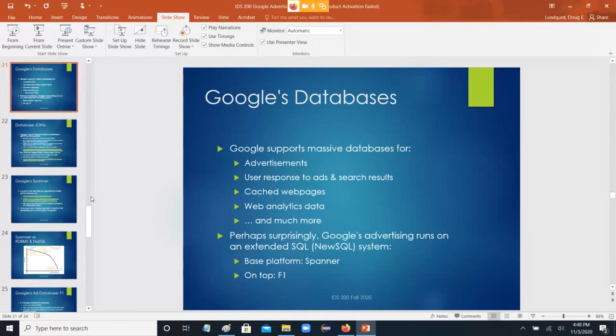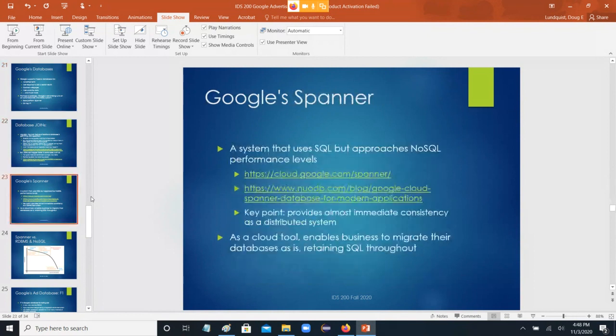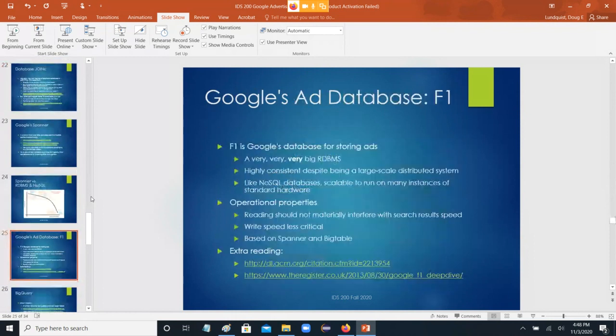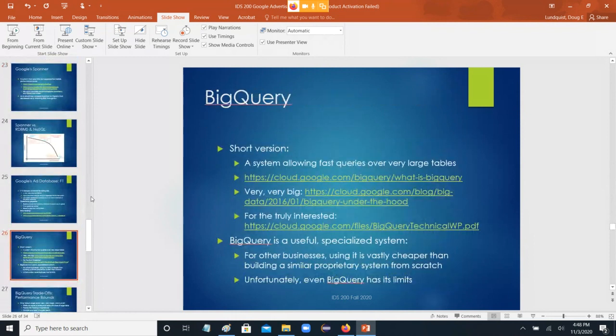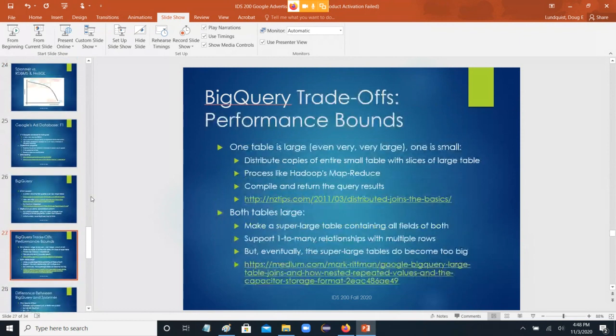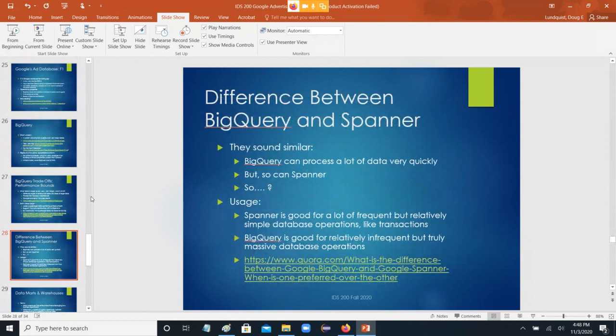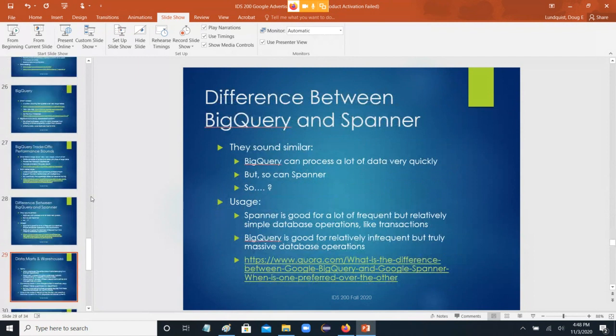Spanner is the system that F1 is built on. Spanner is the big database that kind of supports all of Google's database operations. And BigQuery is a specialized system for handling queries involving very large database tables. Okay, that's pretty much what you should know. And then this comparison, sure, you should know that.